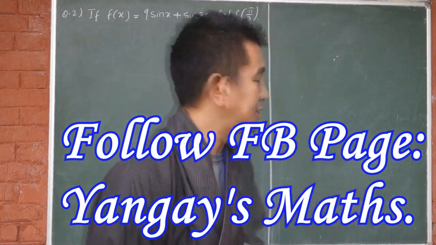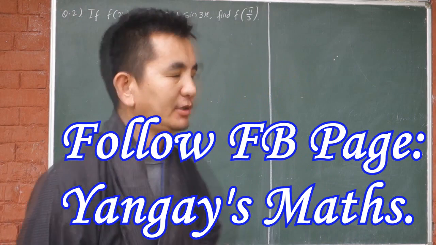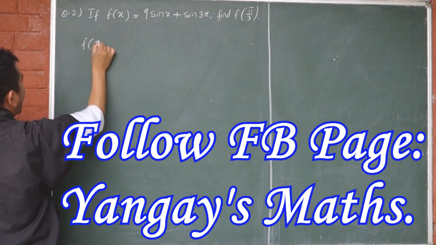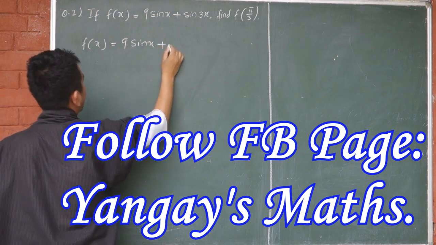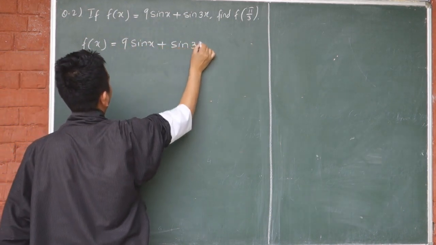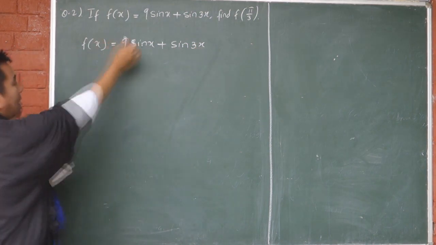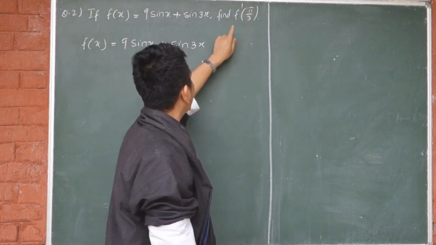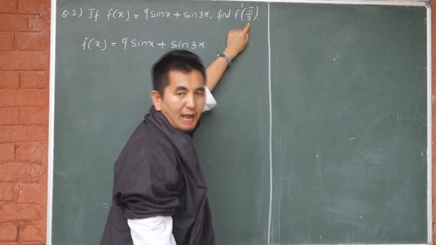Okay, good morning students. So now let's go with question number 2 under trigonometric differentiation. In this case, f of x is given as 9 sin x plus sin 3x. Here you need to find the value of f dash of pi by 3. So the input value here is pi by 3.